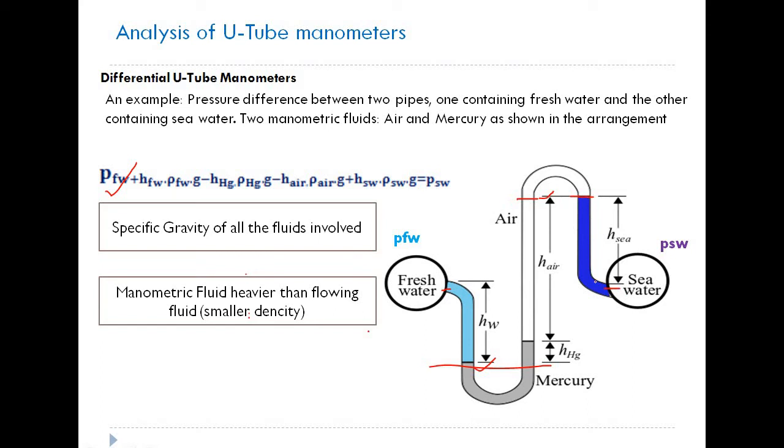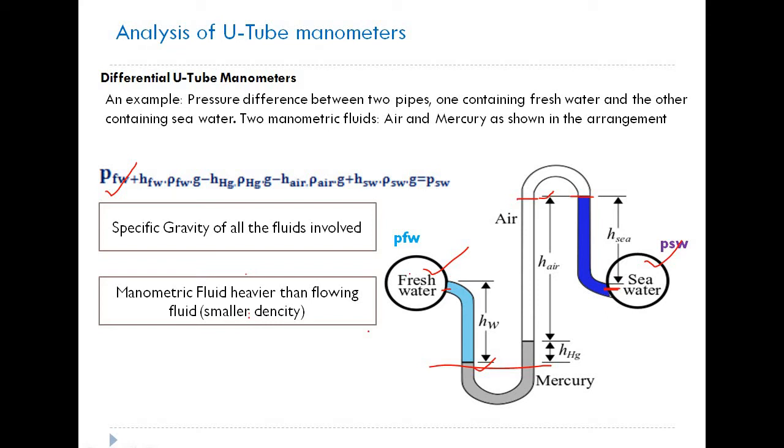And we are moving down, so plus h_seawater, written as h_SW, into density of seawater into g, will be the pressure at this location. What is the pressure at this location? P_SW. So that is written here. That means we have taken a pressure balance from the freshwater pipe location to the seawater pipe location. The basic equation used is P equal to h rho g.